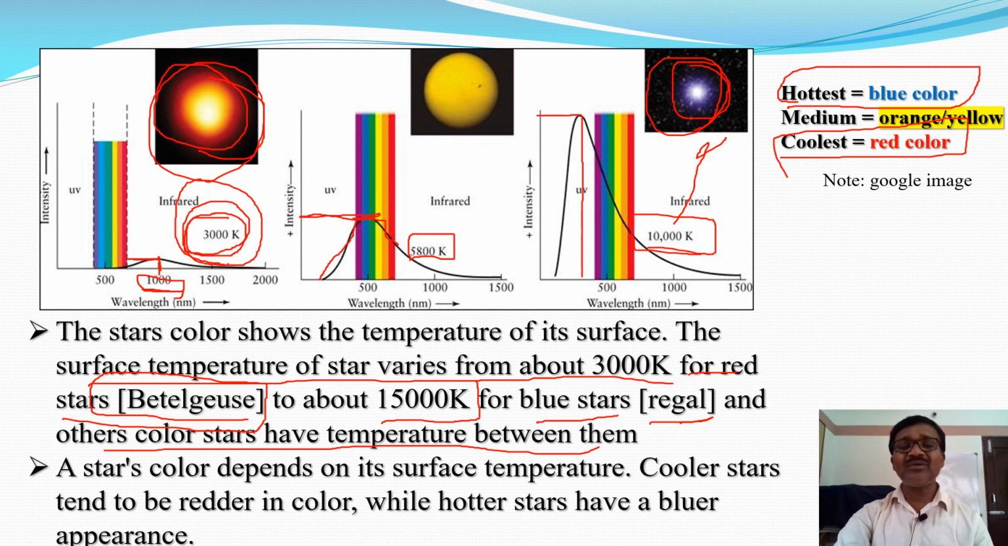Then finally we conclude that a star's color depends on its surface temperature. As we said in the beginning, the surface temperature of the star is decided by its color. Cooler stars tend to be redder in color, while hotter stars have a blue appearance.